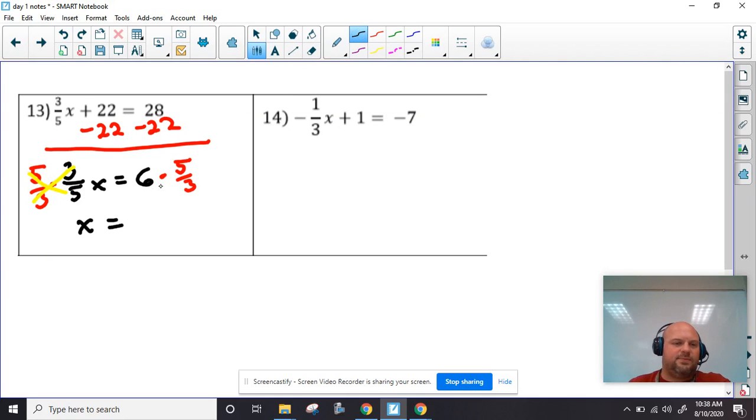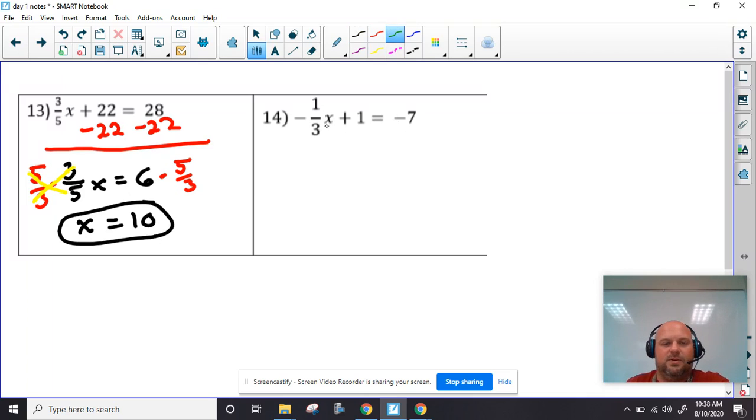Then over here, well, this is 6 times 5, if I'm not using a calculator. 6 times 5 is 30, divided by 3 is 10. Awesome. All right, moving on.